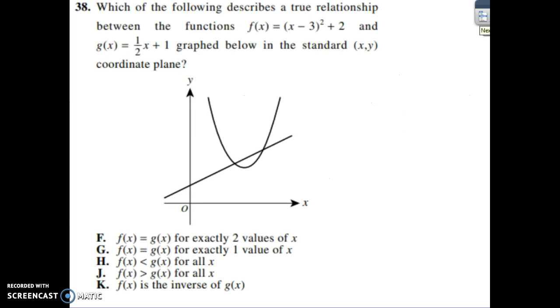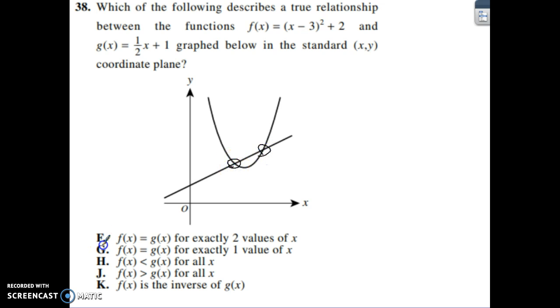Which of the following describes a true relationship between those two functions? They've given us a graph here. We're going to take these one at a time to see if we can determine what's true and what's not. So f of x equals g of x for exactly 2 values of x. So it says that those 2 functions, the 2 lines that are graphed, only touch at 2 points. If we look, that's true here and here.